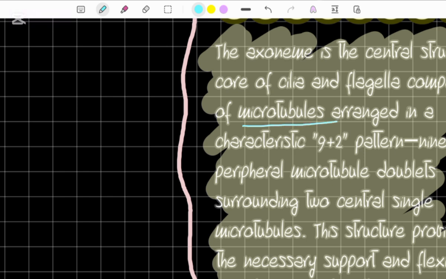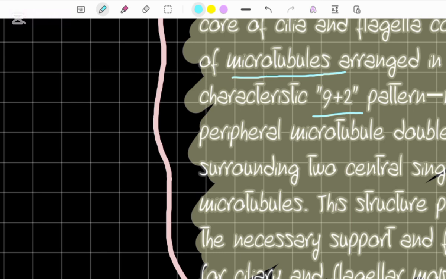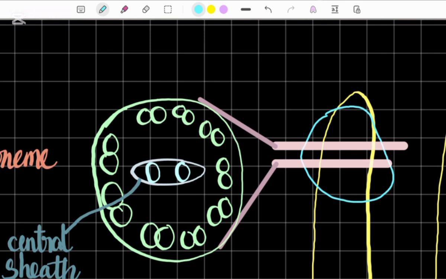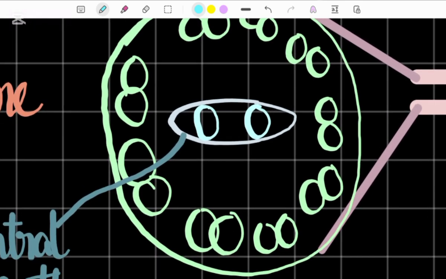We have discussed that in the microvilli we have microfilaments, that is actin and myosin, while in the axoneme, or the cilia, we have microtubules arranged in a characteristic pattern called the 9+2 pattern. We will discuss why this is known as the 9+2 pattern. Nine peripheral microtubule doublets surround 2 central single microtubules. This structure provides the necessary support and flexibility for ciliary and flagellar movement. Now, considering that 9+2 pattern, count these green dots, the pairs of microtubules.